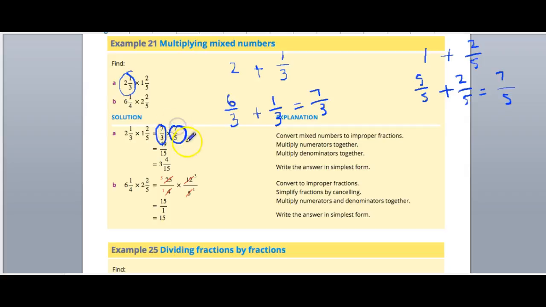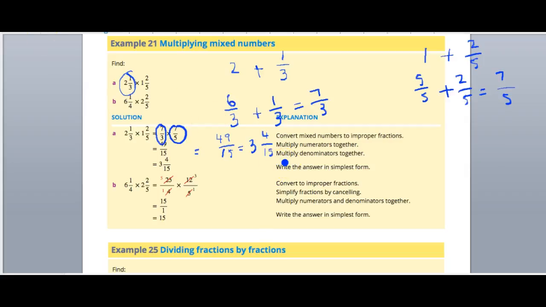Oh, sorry, we're multiplying here. So 7 times 7, might not be able to see there, so it's 49. And then on the bottom, 3 times 5 gives you 15. All right, how many 15s go into 49? So 15, 30, 45. So 3 and 4 remaining. Okay, so 3 and 4/15 is the answer.